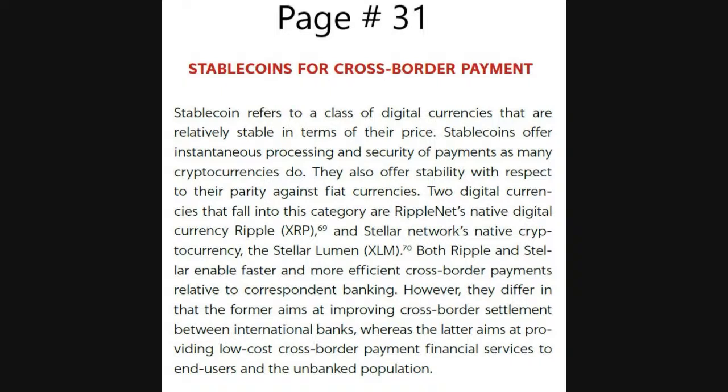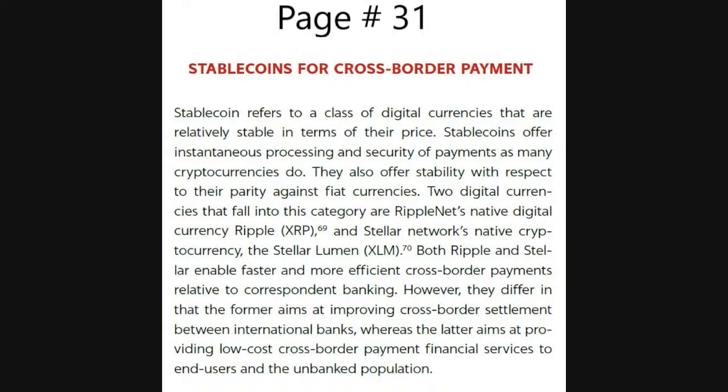Stablecoins offer instantaneous processing and security of payments, as many cryptocurrencies do. They also offer stability with respect to their parity against the fiat currencies. Two digital currencies that fall into that category are Ripple Net's native digital currency, Ripple XRP, and Stellar Network's native cryptocurrency, the Stellar Lumen XLM.